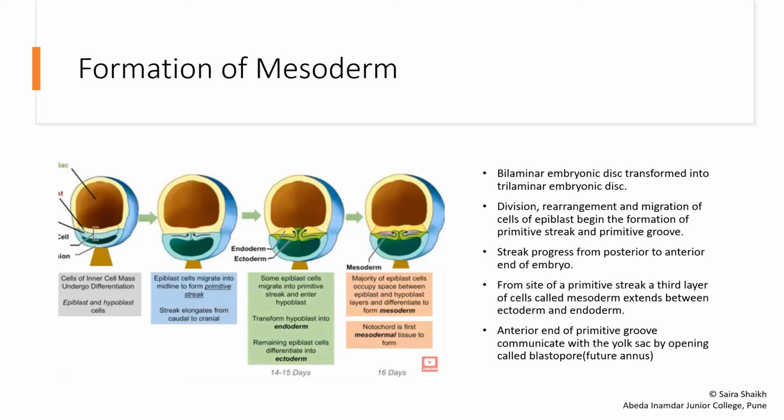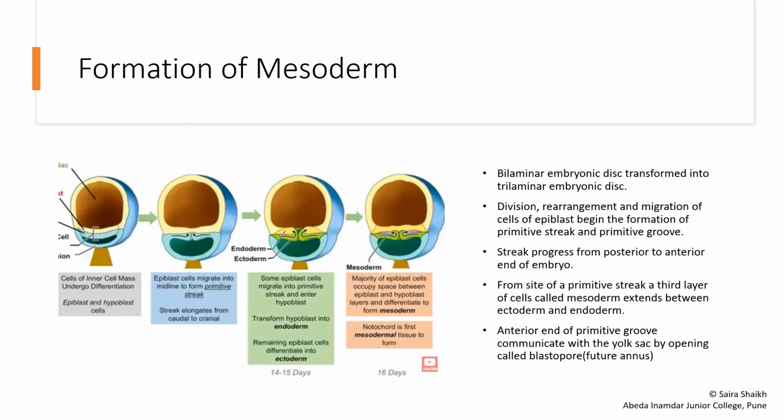In mesoderm formation, the ectodermal cells present at the floor of the amniotic cavity start moving inside toward the hypoblast cells. They create a groove. This groove is called the primitive groove, which later develops into the primitive streak. In the primitive groove, where these ectodermal or epiblast cells enter, they divide, redivide, and give a layer between the ectoderm and the endoderm. It is the mesoderm layer.